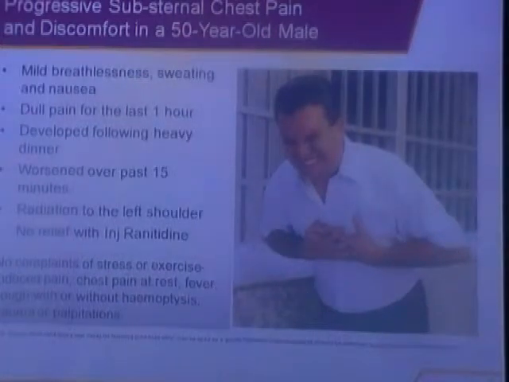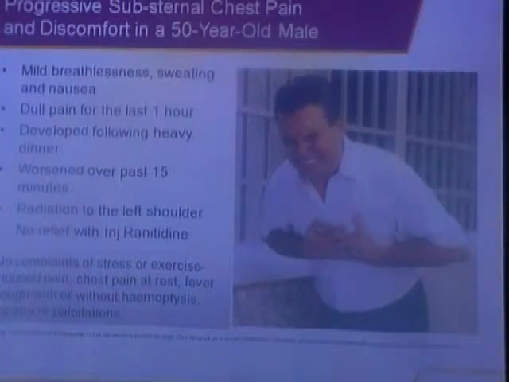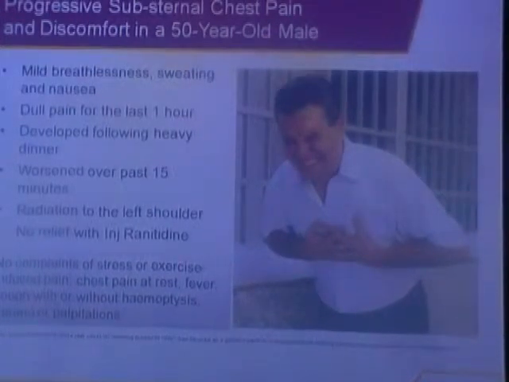So this is basically a gentleman, 50-year-old, who presented with some mild breathlessness, sweating and nausea, dull pain over the last 1 hour, following a heavy dinner, worsened in the last 15 minutes, radiating to the left shoulder, no injection with antacid, ranitidine. This is a common scenario. Many people come with a symptom like this. We may treat with pantoprazole, we may treat with ranitidine, and he has sternal discomfort going to the shoulder and worsening in the last 15 minutes.